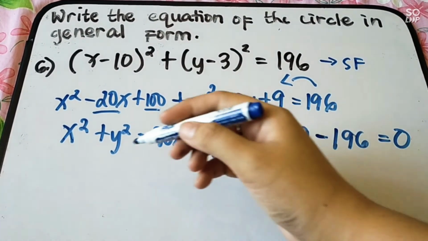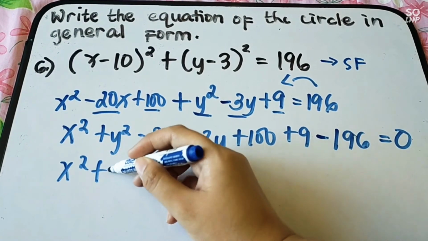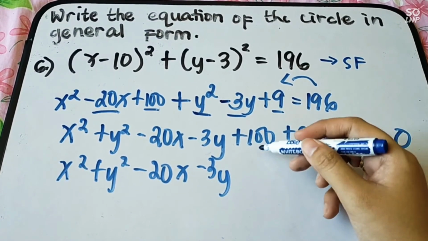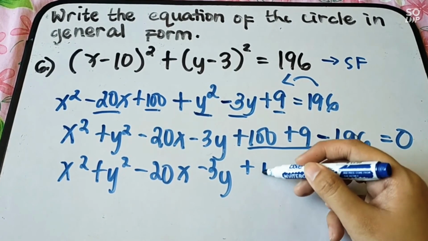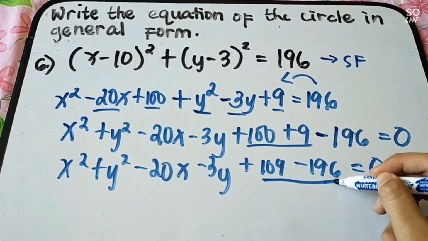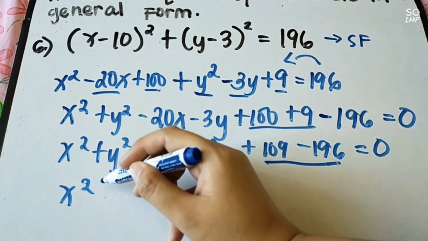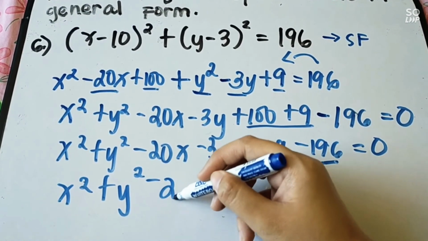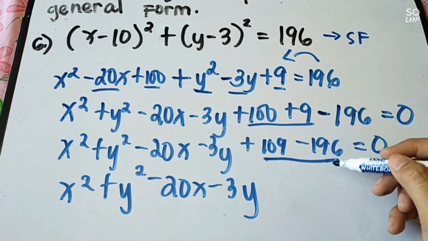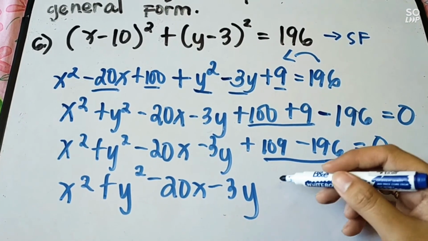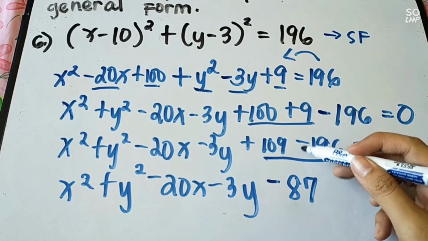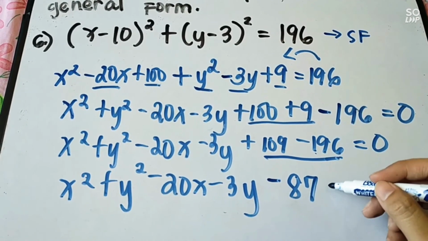Next tayo. We have x squared plus y squared minus 20x minus 6y. Then, combine natin lahat ng positive para mas madali. Plus 109 minus 196 is equals to 0. Tapos, solve mo yan. So, we have x squared plus y squared minus 20x minus 6y, 109 minus 196, we have negative 87. Bakit negative? Kasi mas mataas yung 196, which is the sign is negative. Is it clear? Equals to 0.